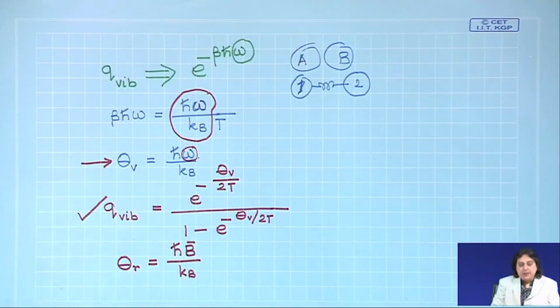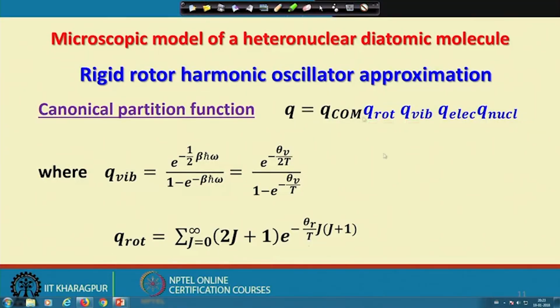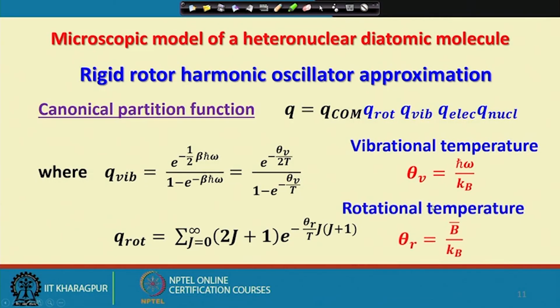Now, once again the B bar, that is the rotational constant, contains information specific to the molecule that I consider. So, this is also a characteristic property of the molecule, and I can perform experiments in rotational spectroscopy to find out B bar, and hence I should be able to find out theta r. And therefore, what we have achieved over here is the computation of small q vibration and small q rotation in terms of these characteristic properties, vibrational temperature and rotational temperature of the kind of bond that we are talking about at a given temperature T.